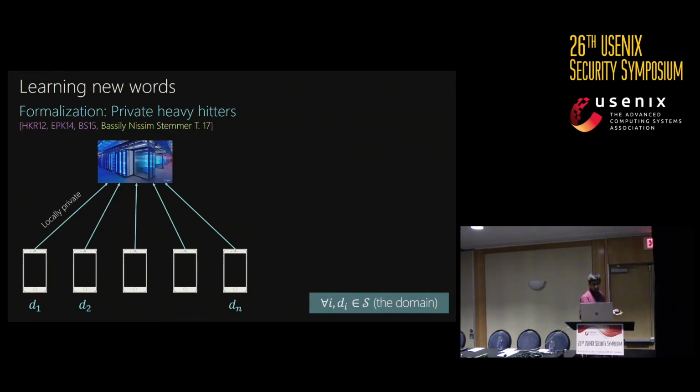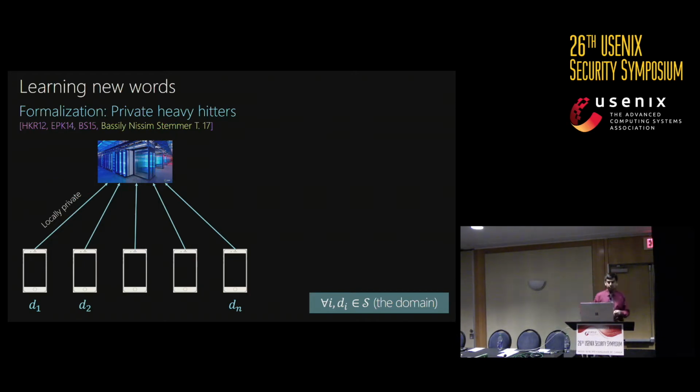So to solve the problem, let's actually formalize the problem. The formalization is called private heavy hitters. This problem has been studied since 2012 by Su et al., then the paper by Erlingsson et al. in 2014, and a recent paper of mine, which is under submission, with Basili, Stemmer, and Nissim. So the problem is the following.